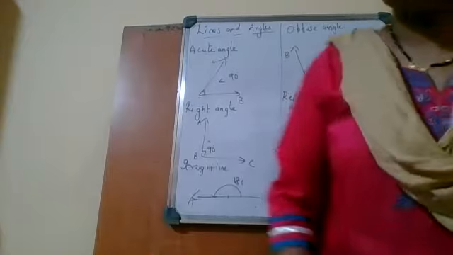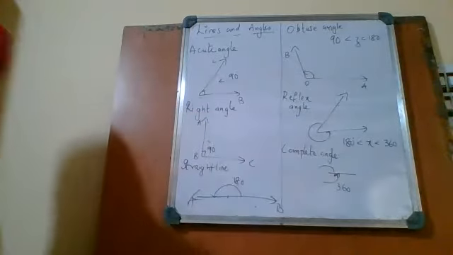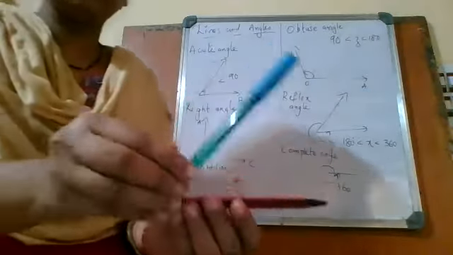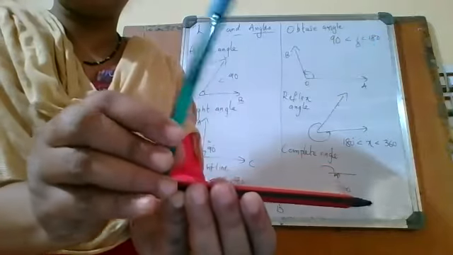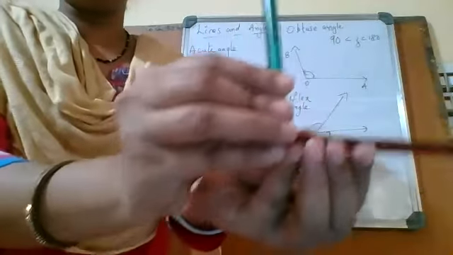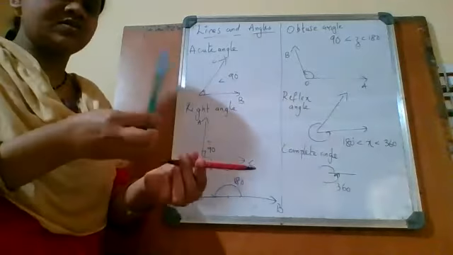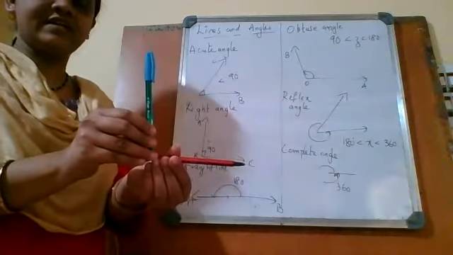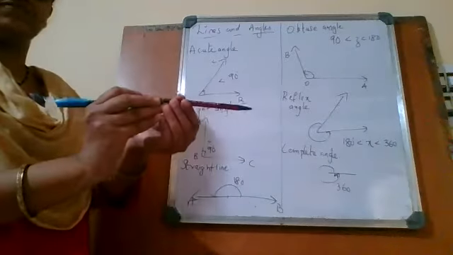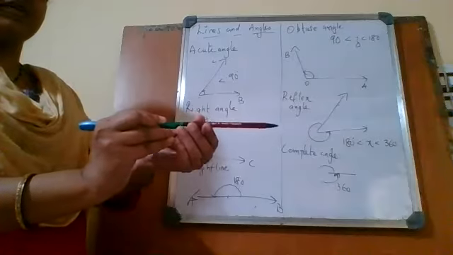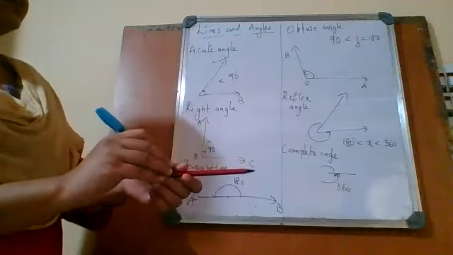Once again, I'm teaching you here. What is an acute angle? Angles which are less than 90 degrees. Next, the board is also forming 90 degrees. Exactly 90 degrees is called a right angle. Next, straight angle. The angle formed here is equal to 180 degrees.